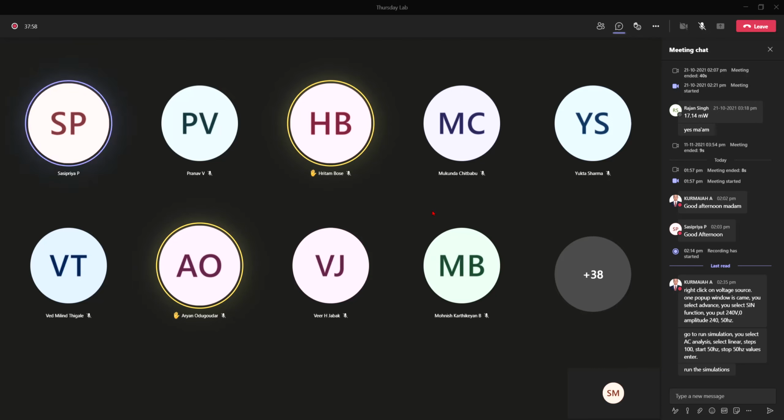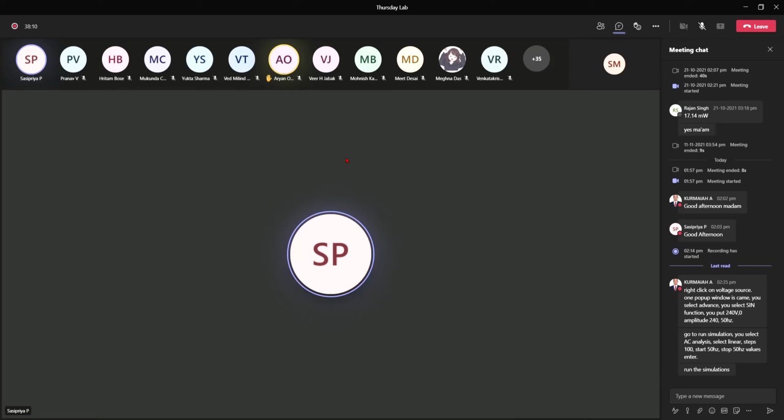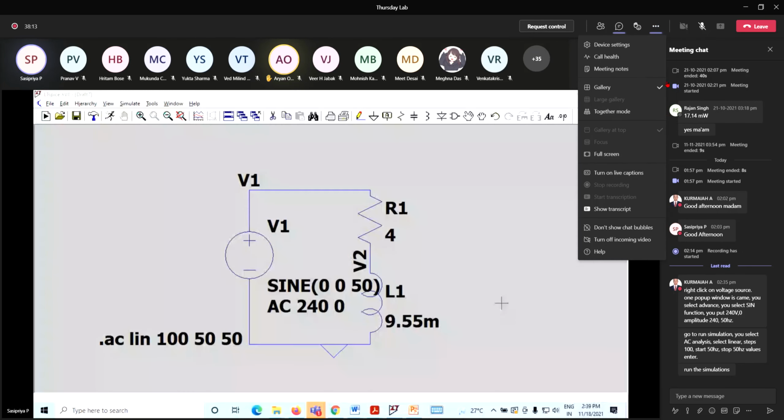So I think those who are having a Mac, this problem is there. In the AC analysis simulation, there is trouble in viewing the result. Let's do the same thing with the transient analysis. Now here, the same thing.